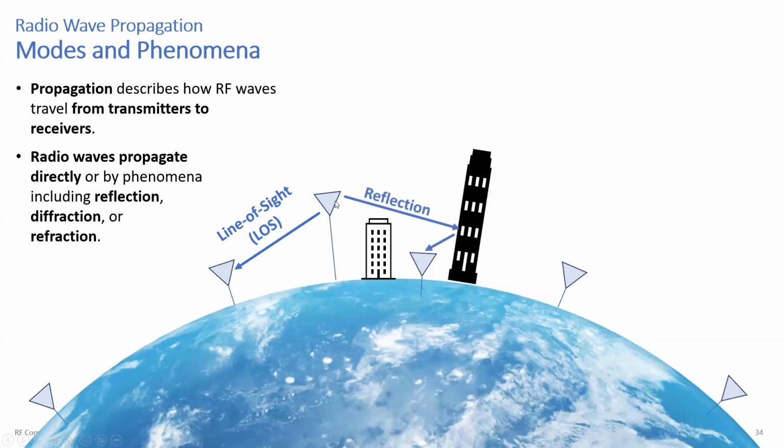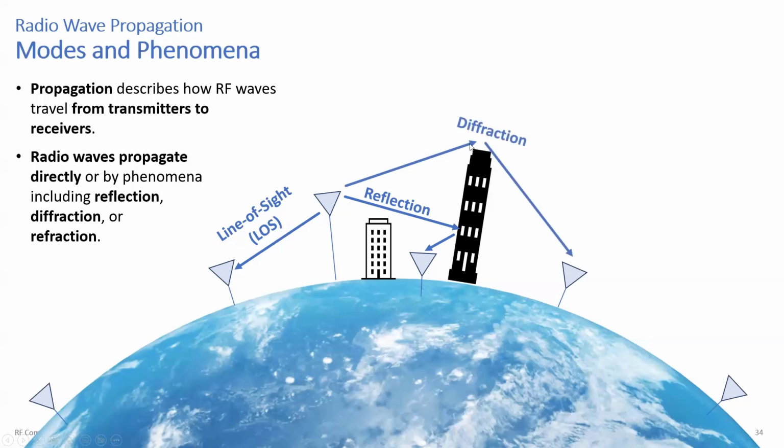Reflection is when you have this transmitter here. Let's say this is a transmit antenna. Here's a receive antenna, but that receive antenna is blocked by a building. You can actually receive the reflected energy, the reflected power off of a building. That's one mode of propagation that happens.